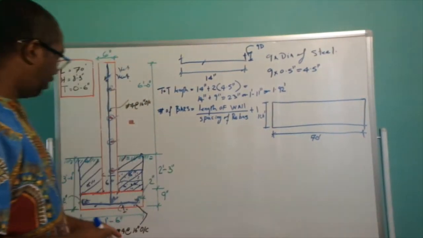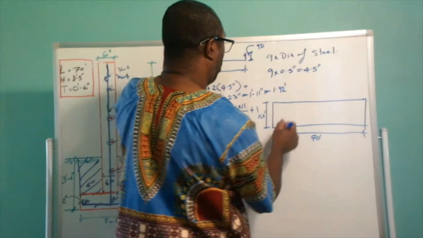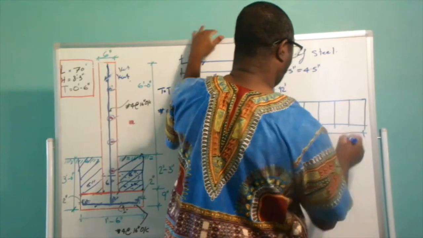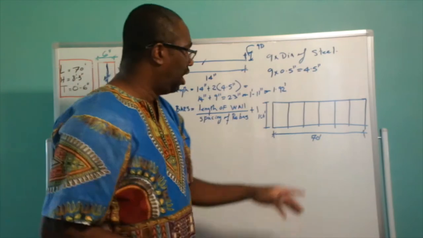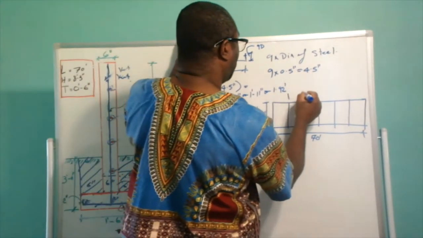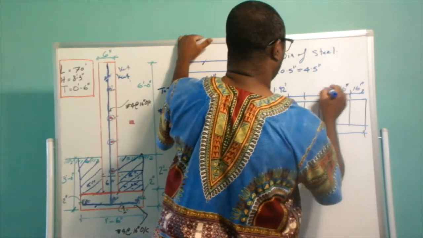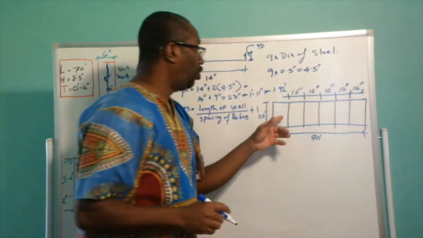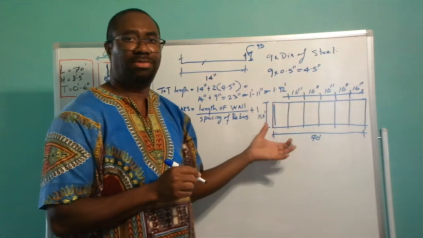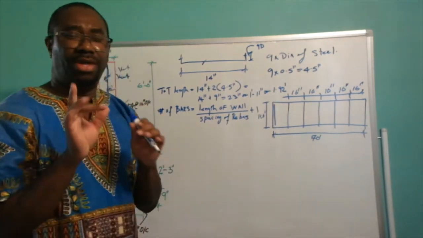We know that the total length of the wall is 70 feet. Now, these rebars are placed at 16 inches on center. So every 16 inches, you're going to have one. You're going to have the first 16 inches, the second, the third, the fourth, the fifth, and you continue placing this rebar every 16 inches until you get to the end of 70 feet. But you have to start out with one. You have to place one at the beginning of the reinforcement for this footing. That is where the plus one comes from.